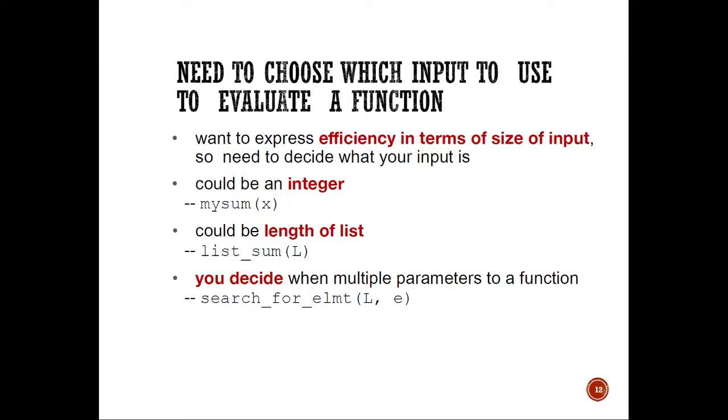Hence, we would need to choose which input to use to evaluate a function or a program. We would like to express the efficiency in terms of the size of the input, so we need to decide what the input is. The input can be an integer, it could be a length of a list, it could be any other metric. So we need to decide which parameters are given to the function and how we can relate the implementation of the function or program to these inputs.